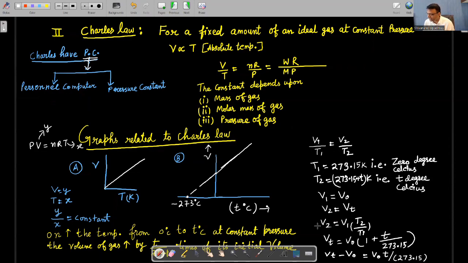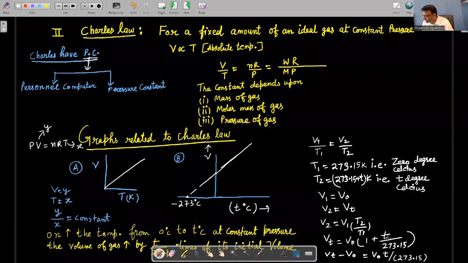So if we simplify further, if we put the value of V1, V2, T1 and T2, we can write that V2 is equal to V1 T2 upon T1. And now if we put the value, VT is equal to V naught into 1 plus T upon 273.15. So VT minus V naught is equal to V naught. If you simplify this, if you first remove this bracket, this is V naught and this is V naught into T. So if you simplify, VT minus V naught is equal to V naught into T upon 273.15.